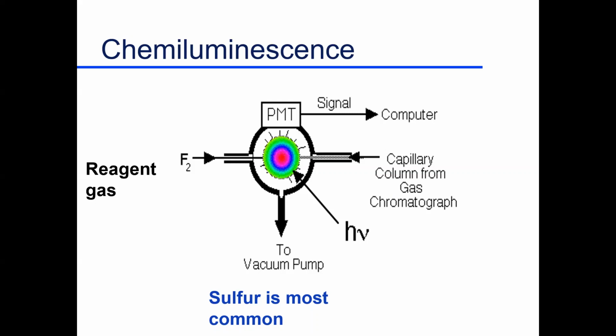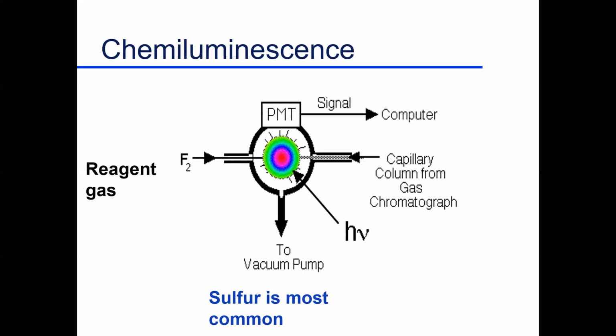This is chemiluminescence. In this case, the reagent gas is fed into a flame, and your compound is burned in the presence of this reagent and gives off a certain wavelength of light that you monitor. So what's given off as an indicator is enhanced or caused by the reagent gas.